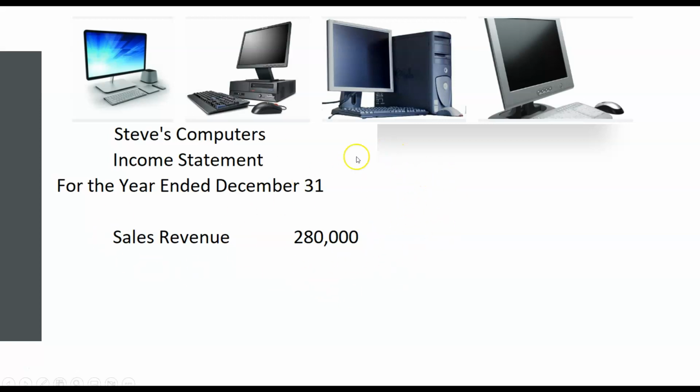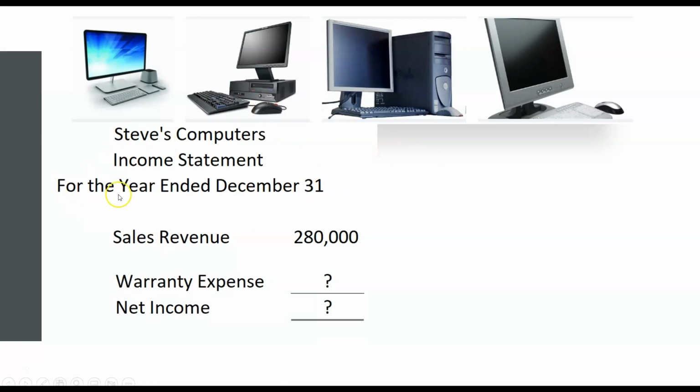So, if we sell a whole bunch of computers during the year for $280,000, we know that there's going to be a cost associated with all the computers we sell. There's going to be warranty expense. Now, the problem is if we're looking back on the year that we sold the computer, and we have like a 1 or 2 year warranty, a lot of those costs are going to come in the future. We're going to pay for those warranties, to get those things fixed in the future.